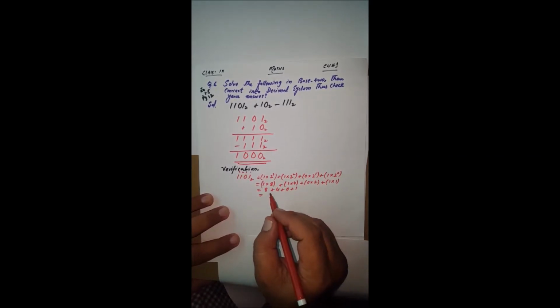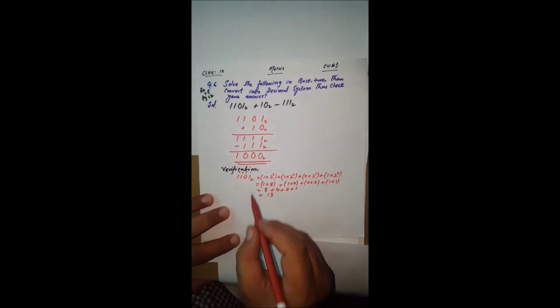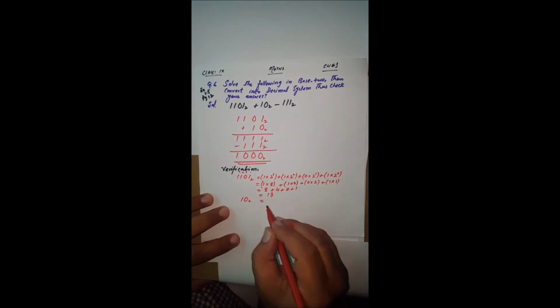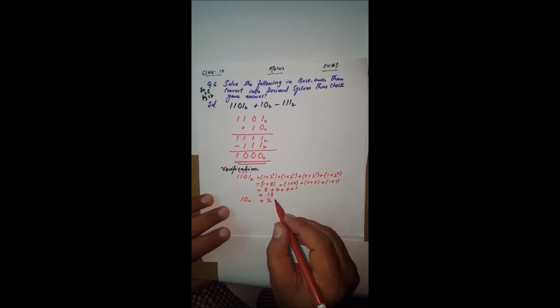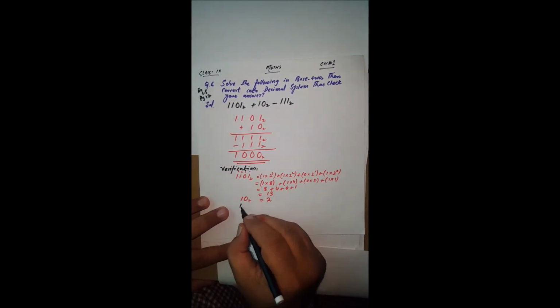The answer is 13. Now we convert the second number into a decimal number, 10 in base 2, and we know that 10 in base 2 is equal to 2. Now the third number is 111.